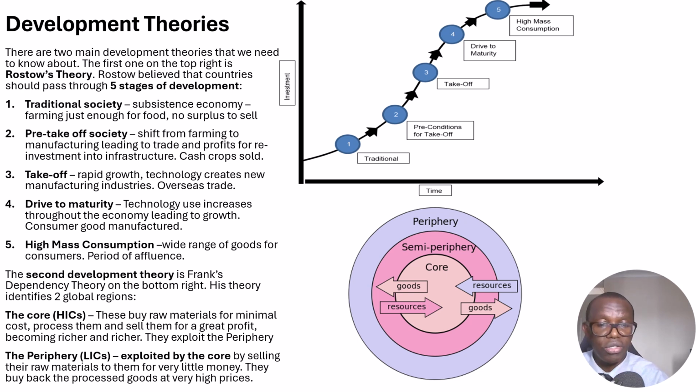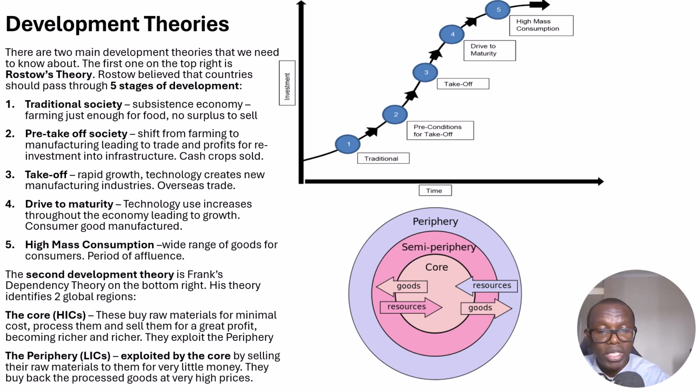Then we have stage 3, where a country experiences rapid growth. Now that growth is precipitated or caused by technology, and that technology creates new manufacturing industries, which then begin to sell goods overseas. So because now the trade has moved from just being local trade to international trade, the country is making a lot more money.